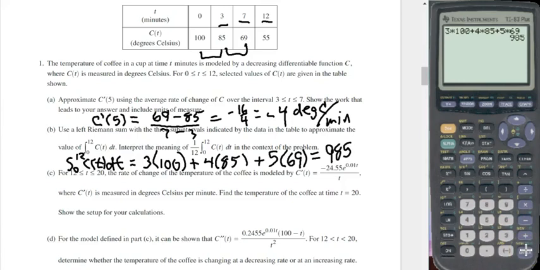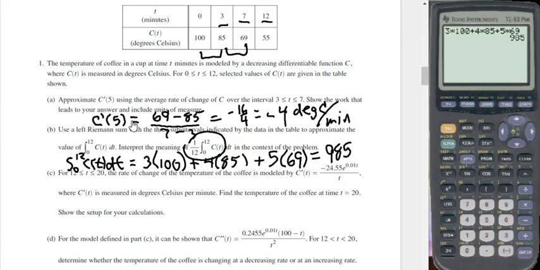Now it didn't tell us to include the units on that answer, but the units would be degree Celsius minutes, because you're essentially multiplying minutes times degrees Celsius. Now we have to interpret the meaning of this definite integral in context of the problem. So the 1/12 is a hint that it's talking about the average value of a function. It's essentially 1 over b minus a times the integral from a to b of c of t dt. So this would represent the average temperature of the coffee in degrees Celsius between t equals 0 minutes and t equals 12 minutes.